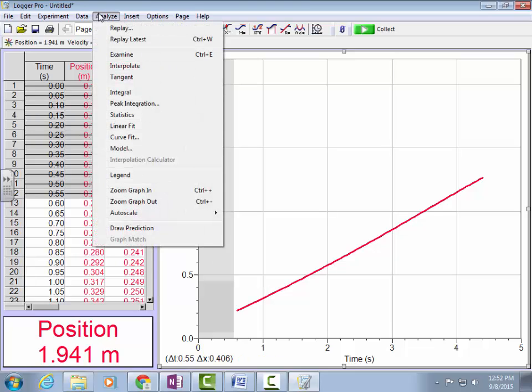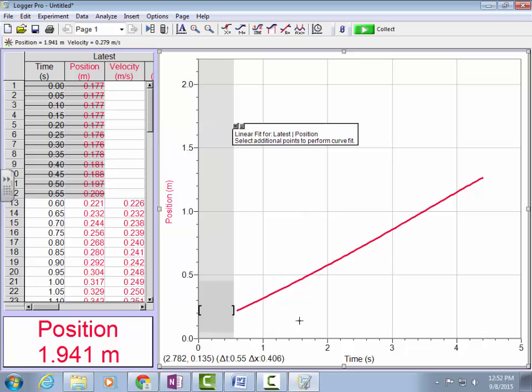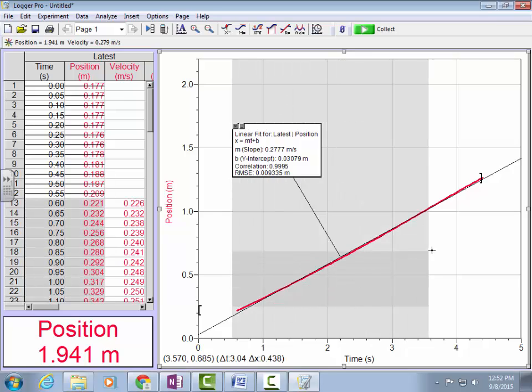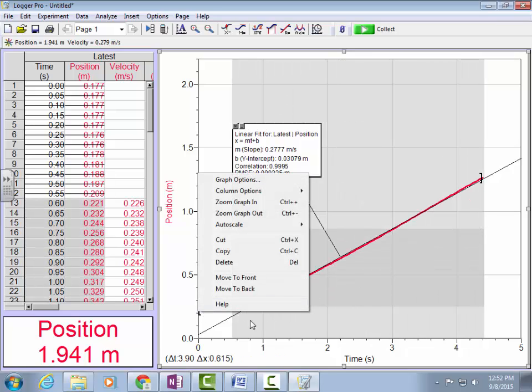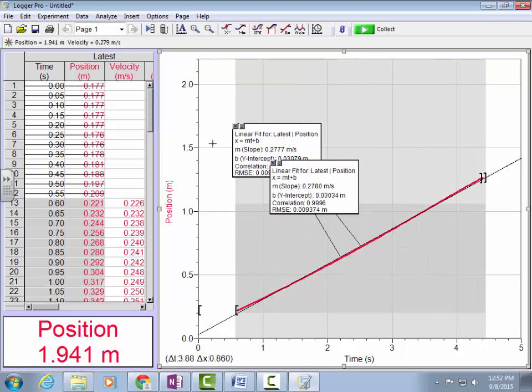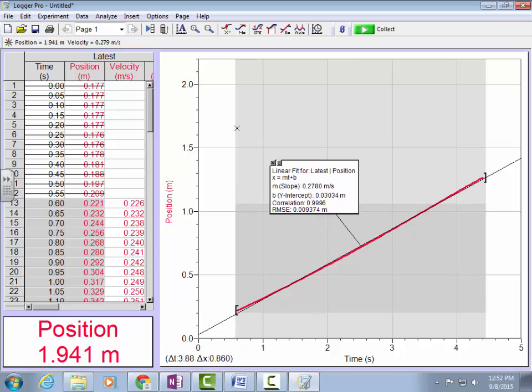So in order to actually do this, I'll go and do a linear fit. No, not for that region, for this region. Oh my God, why does it never work? So for this region, I'll do a linear fit, and there you have it. So the slope is 0.2780 meters per second. So if you have constant velocity, the average velocity generates a position function that is a linear function of time.